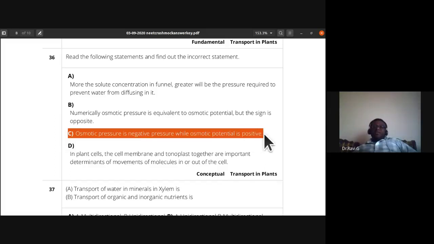C is the incorrect statement. Osmotic pressure is positive pressure while osmotic potential is negative. Okay, so C is the incorrect statement, whereas all the other things are correct statements. Okay, so the 36th, C is the answer. So it is the incorrect statement. Rather, the correct statement is osmotic pressure is positive while osmotic potential is negative. Osmotic potential can also be called solute potential. So it is negative values.